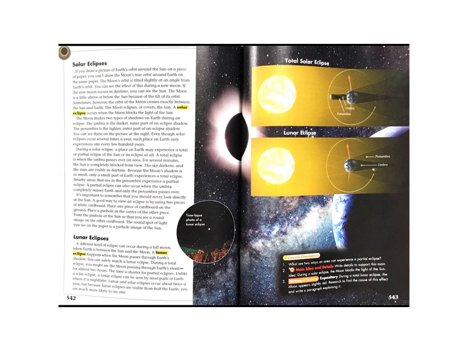Unlike a solar eclipse, a lunar eclipse can be seen by most parts of Earth where it is nighttime. Lunar and solar eclipses occur about twice a year, but because lunar eclipses are visible from half the Earth, you are much more likely to see one.